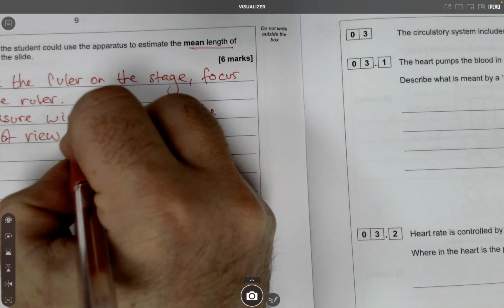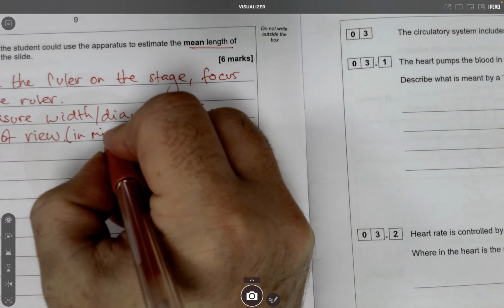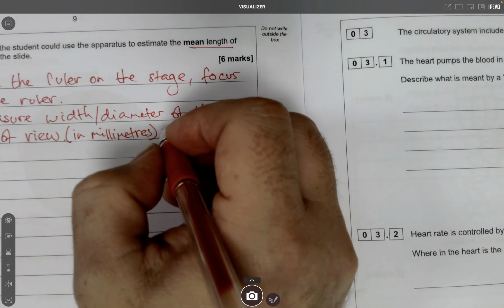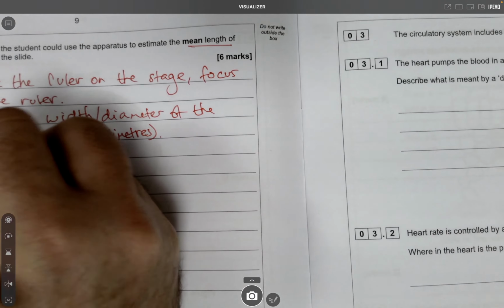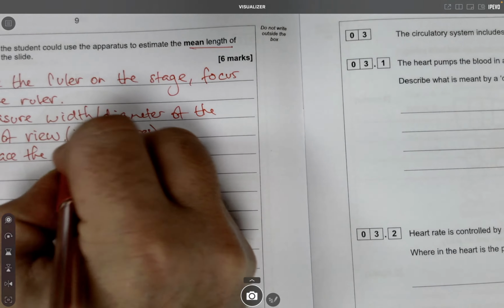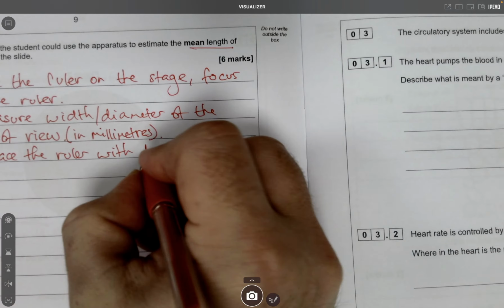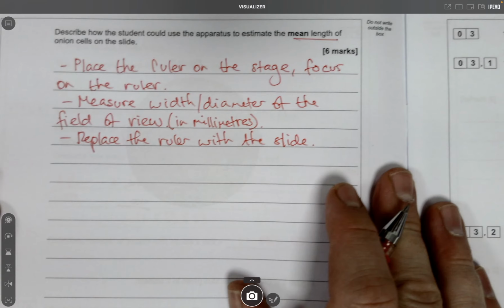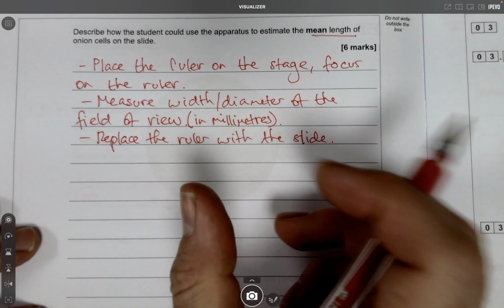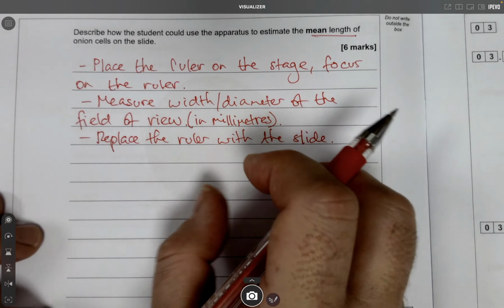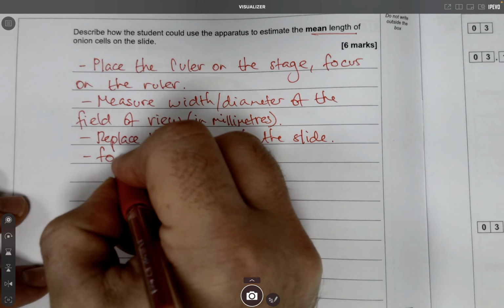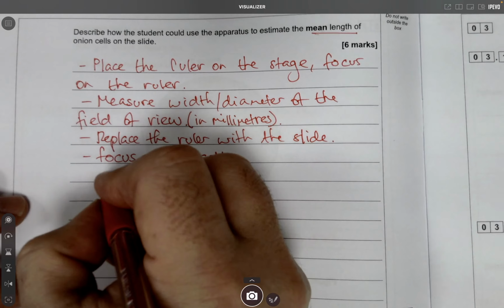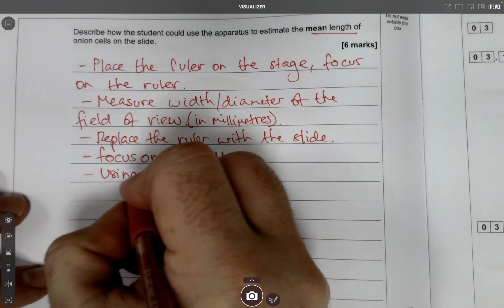Obviously in millimetres, so I should have put that. Replace the ruler with the slide, so make sure we can actually see the cells you're interested in. You would focus on the cells, then obviously using the same magnification as you were looking at your ruler with.